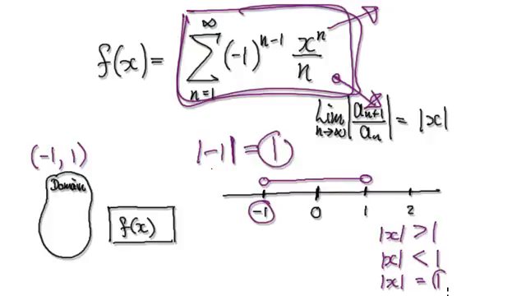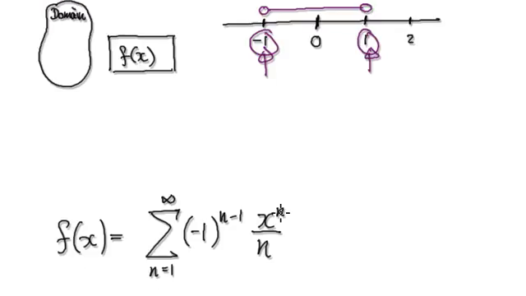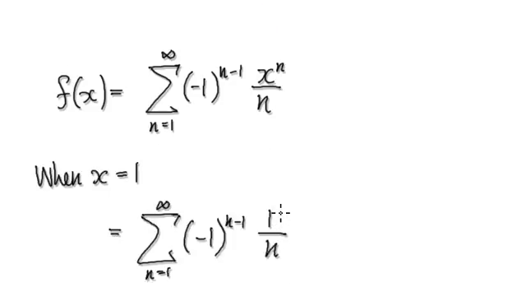Well, this thing here equals 1, so therefore it's inconclusive. So it's inconclusive here and it's inconclusive here. So now we need to investigate what happens when x equals precisely 1 and precisely -1. So now let's investigate what happens when x equals precisely 1.